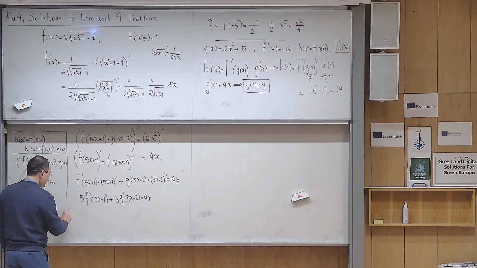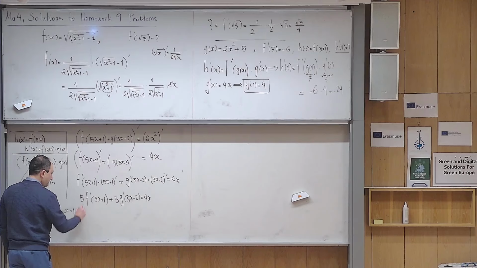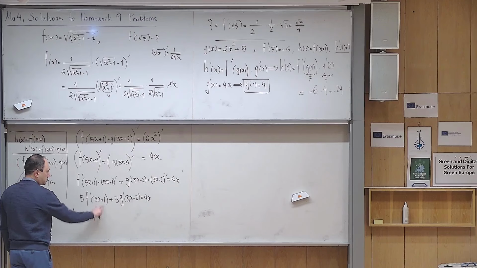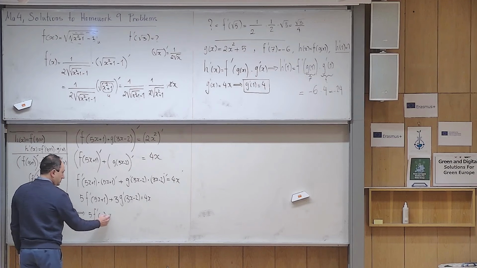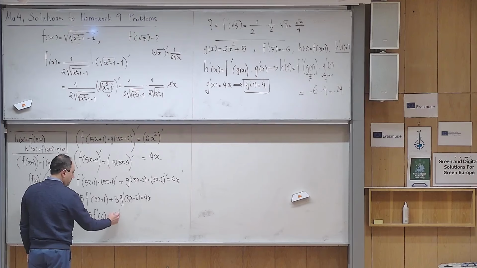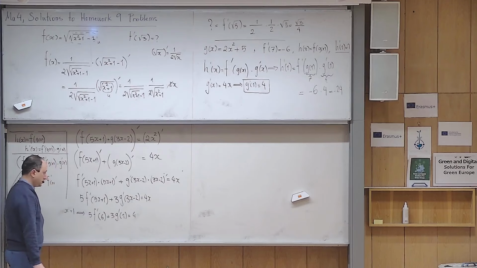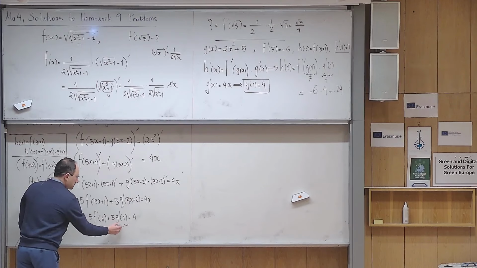So this means that I replace x with 1 here. Then what happens? This becomes 5f prime of which number? 5 plus 1, 6. Plus 3 g prime of which number? 1. On the right hand side becomes 4 times 1. But then I am looking for this. This is my question mark.